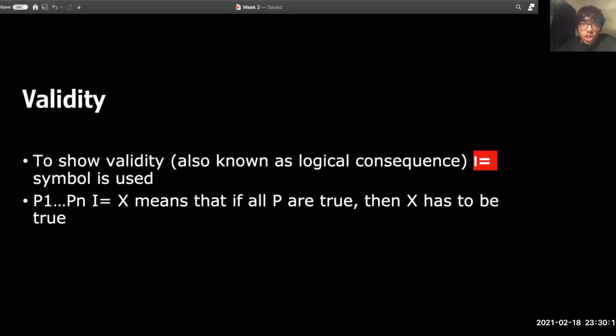The next semantical notation is validity. To show validity, also known as logical consequence, we use this symbol right here. What that symbol basically says is that the argument is valid. When you write P1 through Pn, logical consequence, chi, it essentially means that if all the P are true, then chi has to be true as well. That's just the rules of validity. The way you say this is: chi is a logical consequence of P1 through Pn.